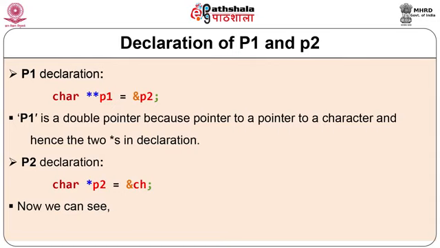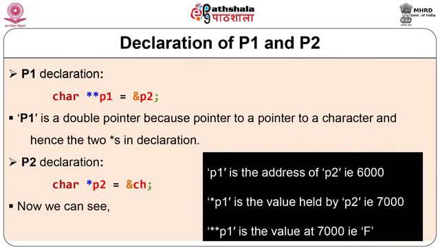Now we can see the expected output. We can see P1 is the address of P2, that is 6000. *P1 is the value held by P2, that is 7000. And **P1 is the value at 7000, which is F. Now the P1 and F relation is pointer to pointer, and therefore **P1 is F.